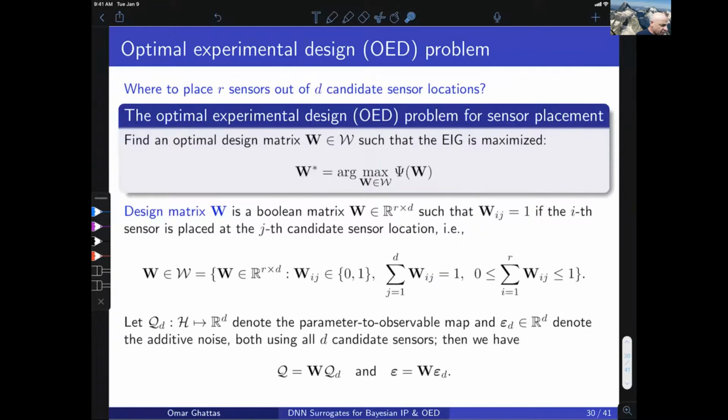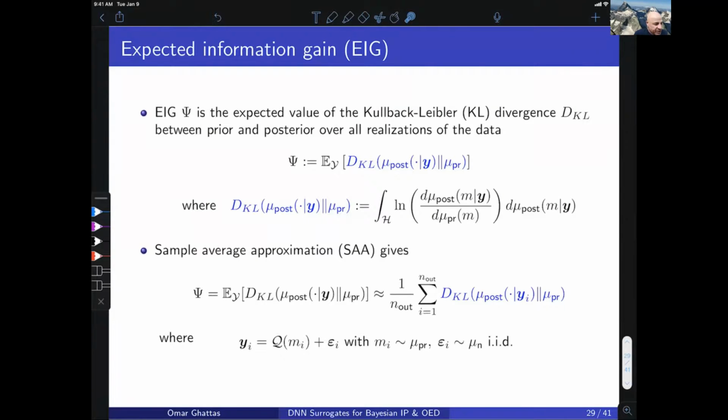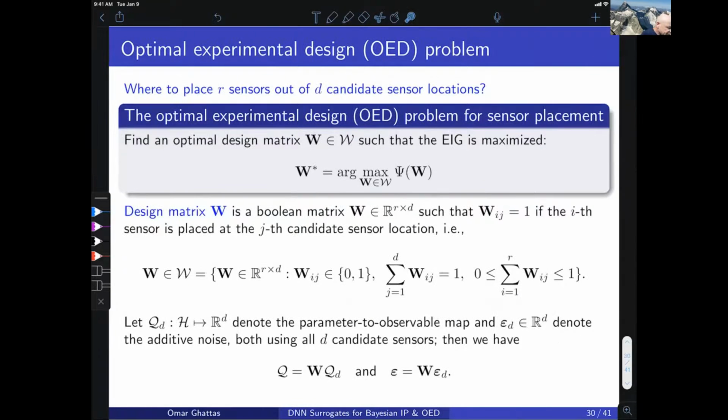And now, how do we do the optimal experimental design? Well, we introduce a design matrix W such that Wij is 1 if the ith sensor is placed at the jth candidate sensor location. So we choose a finite number of discrete candidate sensor locations, and we're trying to find a subset of those. And then we can introduce this weighting matrix into the parameter-to-observable map and into the noise. And so the W is exposed now.